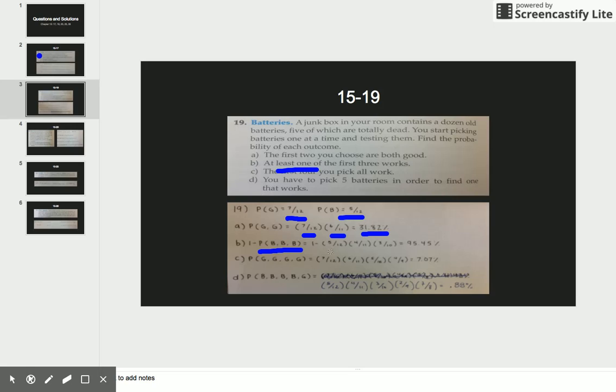So I solve for that. I start with 5 out of 12. Then of course we drop down because they're dependent. Subtract from 1 and my answer is 94.45. The next one isn't quite so bad.